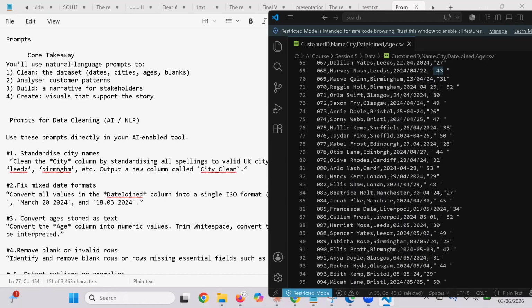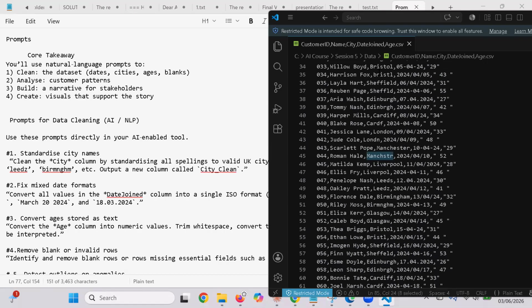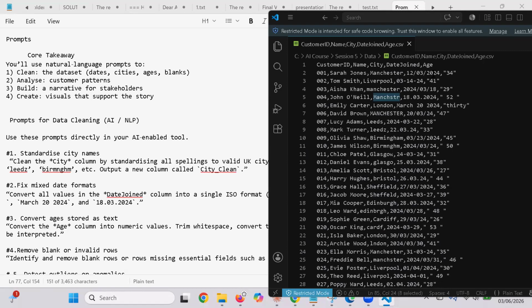Look at the date. If you look at the date, you can see 2024, they are not in the same format. The data is in different formats. Look at the age also. Look at 30. It is 30 in words, not 30 in numbers. I noticed all these things. So that is where I got the idea of what we first have to clean.